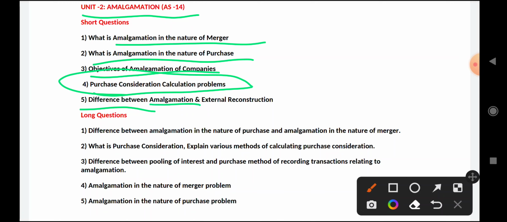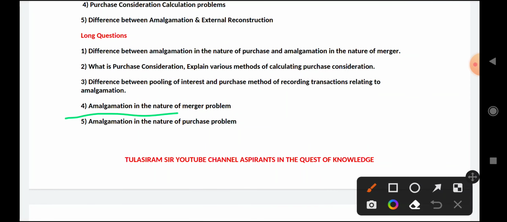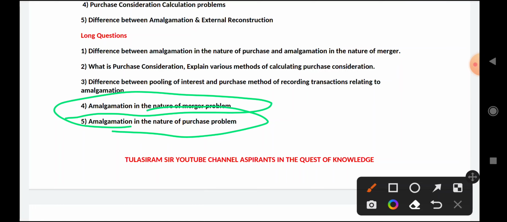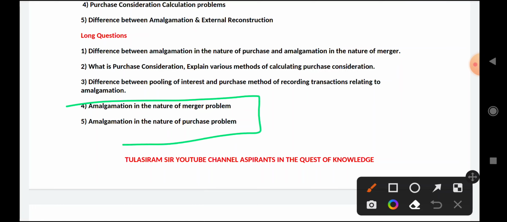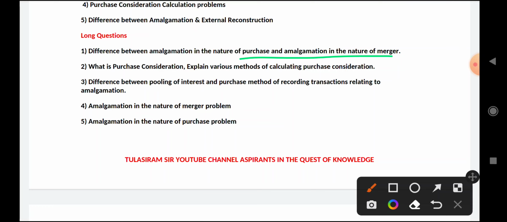Sometimes difference between amalgamation and external reconstruction, amalgamation and absorption, they may ask you differences from the different points of view. See, if you don't know how to solve the amalgamation in the nature of purchase and amalgamation in the nature of merger, if you don't understand how to solve the problems, my simple suggestion is, for amalgamation purpose, please learn these theory questions: difference between amalgamation in the nature of merger as well as amalgamation in the nature of purchase, differences. What is purchase consideration? Explain the various methods of calculating purchase consideration.